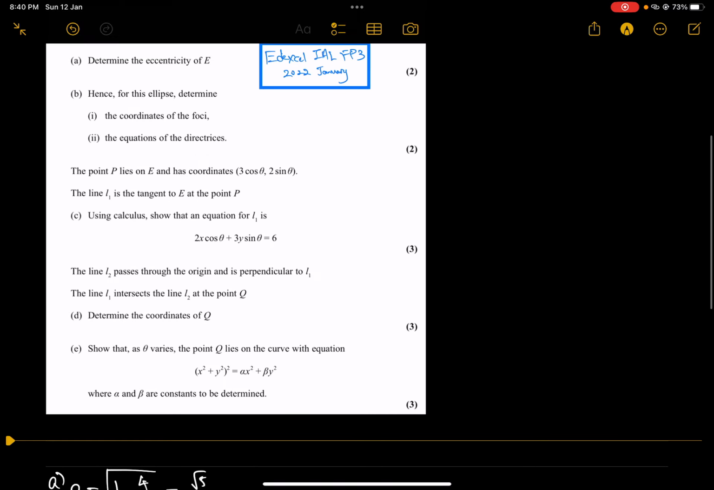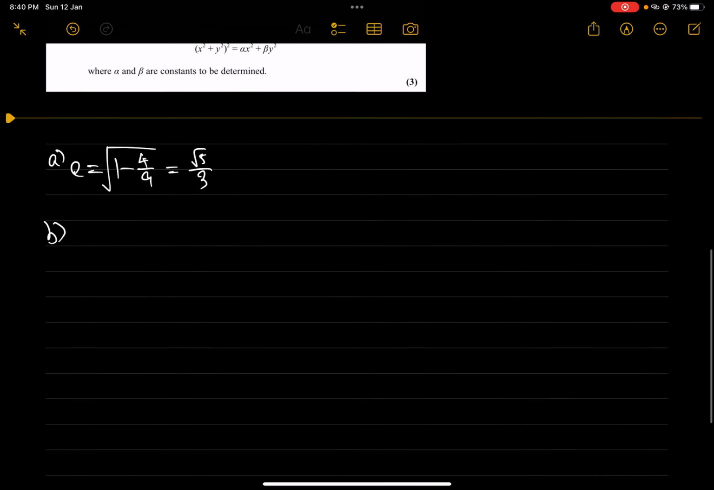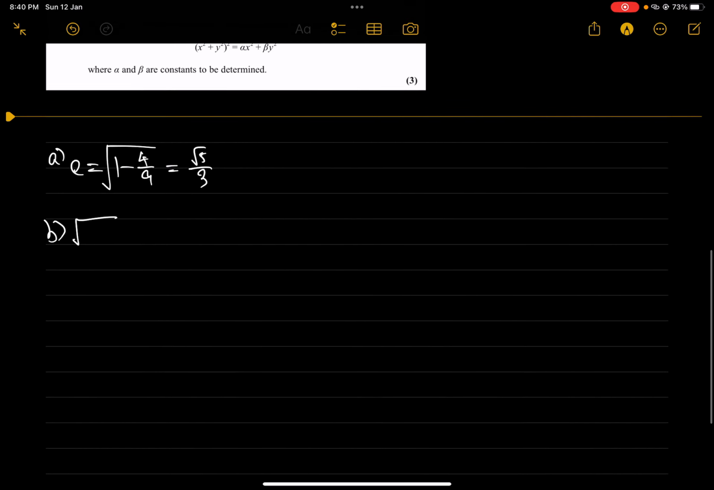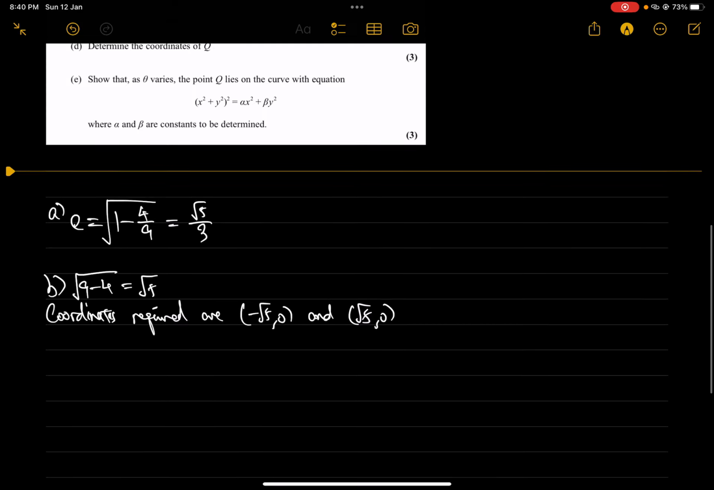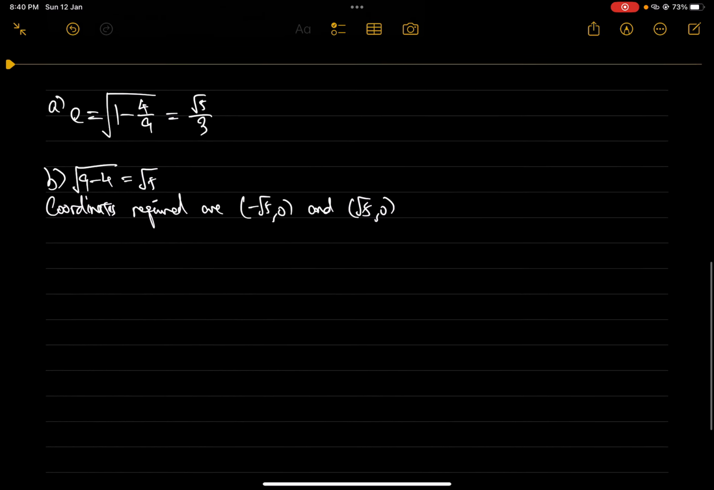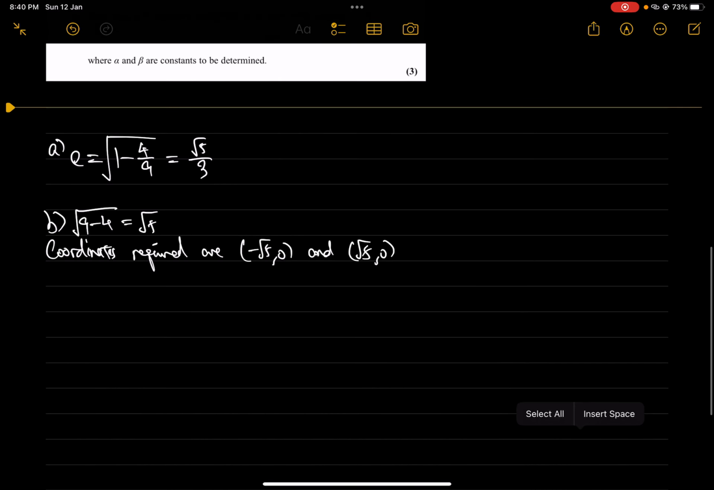Part B is to find the foci. So we need to find, so it's basically root 5, so the coordinates required are, and this, because ellipses have two foci. So moving on, that's part B1 by the way.